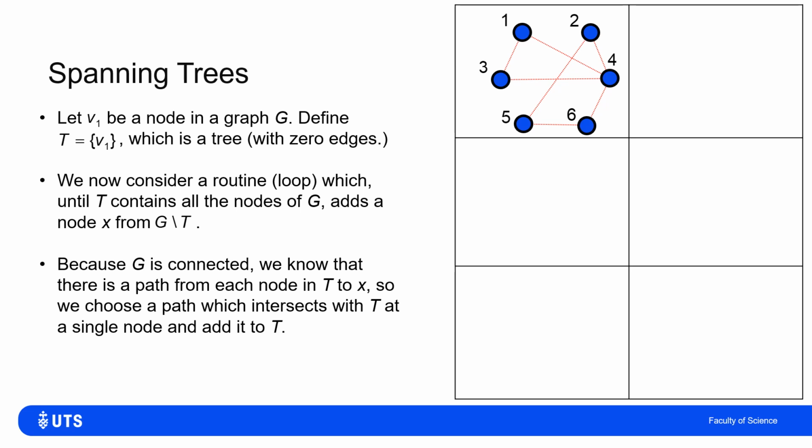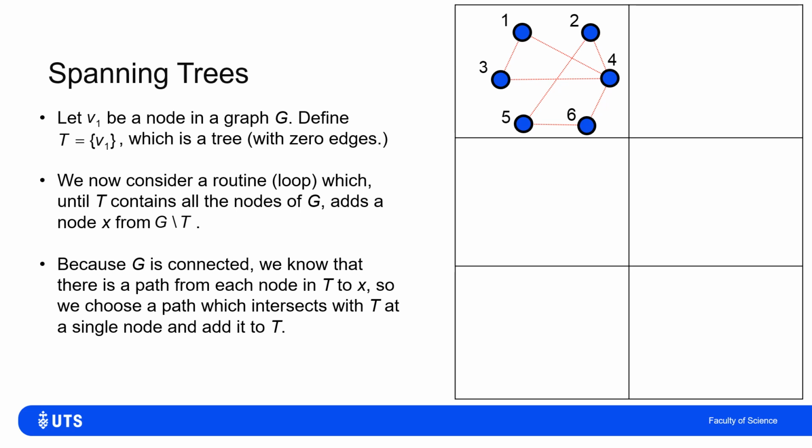But what I want to do is look at that, which is a connected graph but definitely not a tree. There's cycles, 1 to 3 to 4 to 1 is a cycle. So it's connected, but it's not a tree.